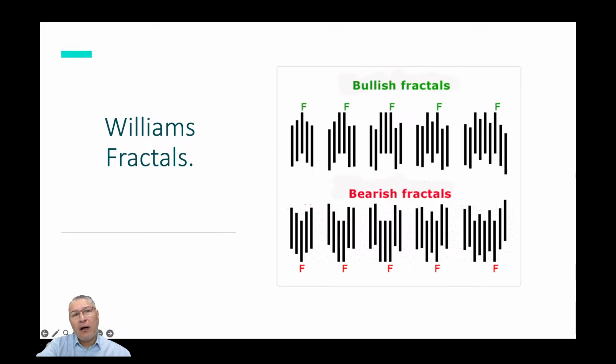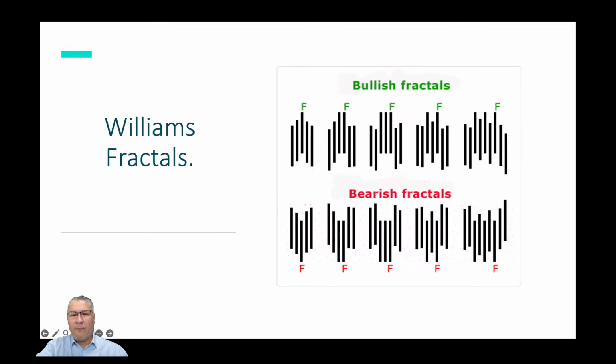So a fractal up, an arrow above price, signals a recent local high, while a fractal down, an arrow below price, signals a local low. Each fractal pattern consists of a sequence of at least 5 bars, with the middle bar forming the peak or trough.